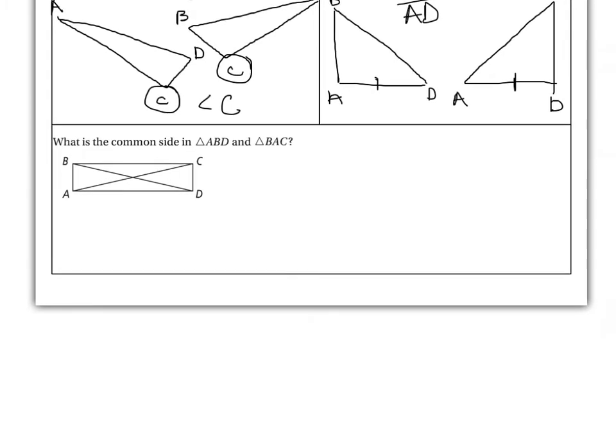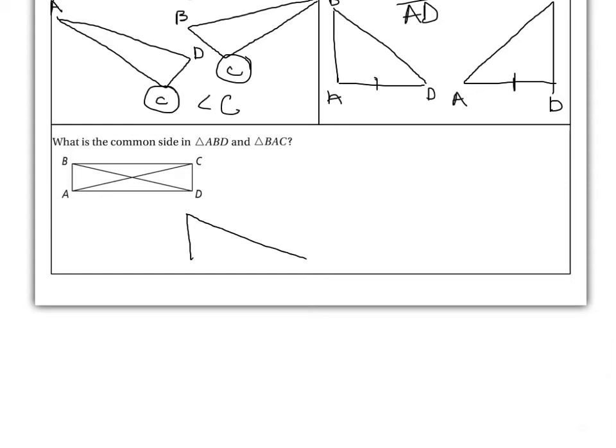What I want you to do is hit pause on your video and see if you can do this last one before I go through it. Okay, now that you've hit pause, what's the common side in triangle ABD? ABD again looks like this: A is here, B is here, and D is here.